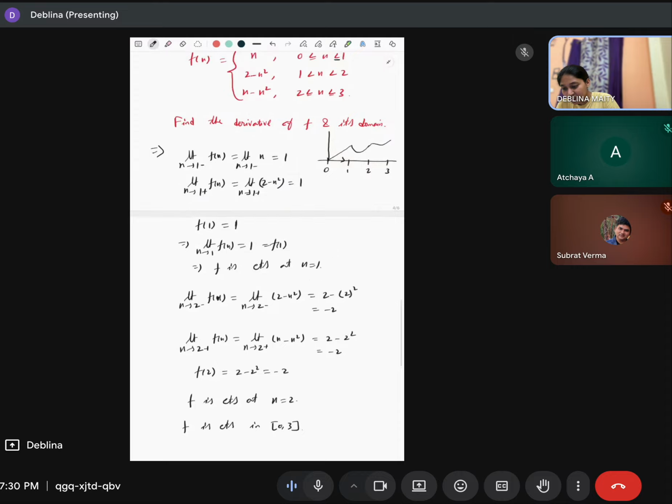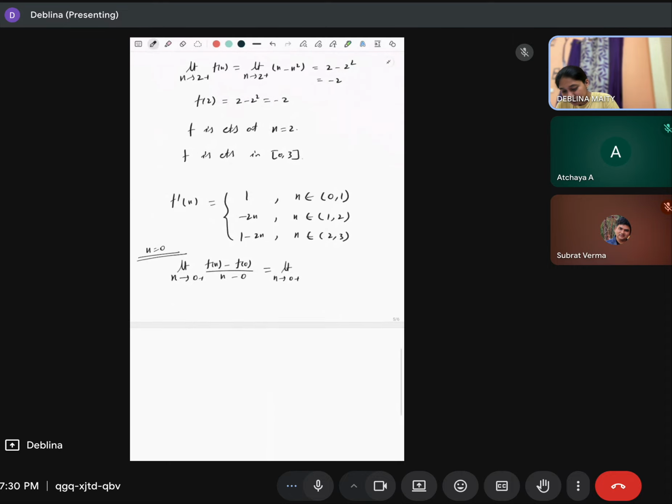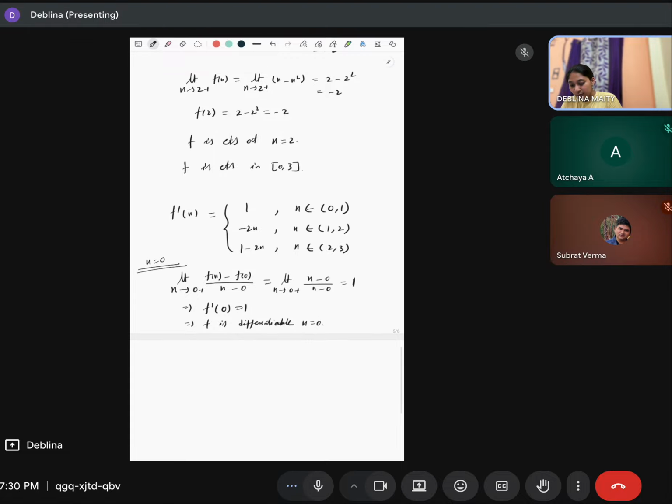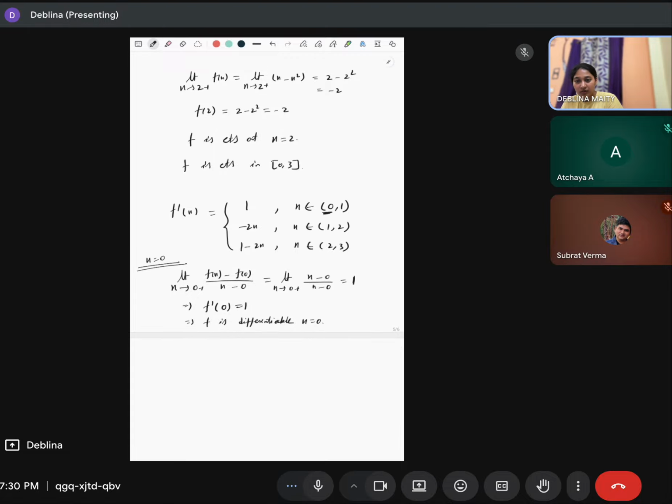So f(x) is what? When x goes to 0, it is x positive, so x by x... so it is 1. So this limit exists, which means f is differentiable at the point 0, right? This implies f'(0) is 1, and f is differentiable at x equals 0 and f'(0) is 1. So at one corner, at one point we have found out.